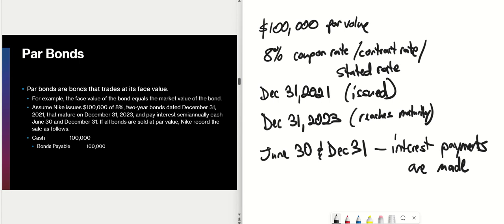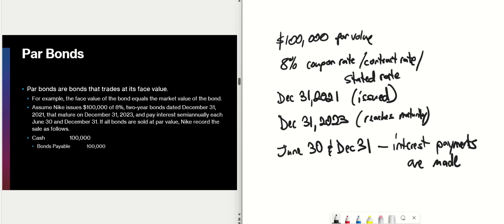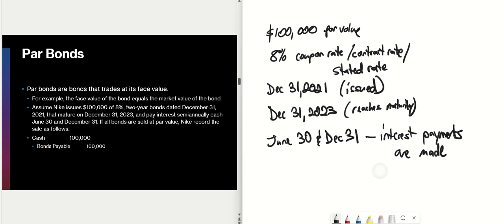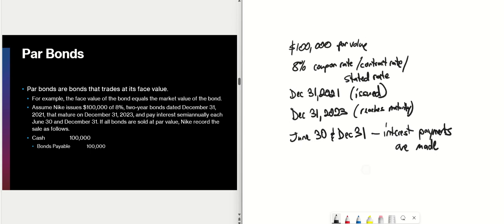So if all bonds are sold at par value, Nike will record the following entry. Okay. So, yes, if all bonds are sold at par value, Nike is going to record the sale as follows. They're going to debit cash of $100,000, credit bonds payable of $100,000. So this is Nike issuing the bond. So they've created a liability for themselves.